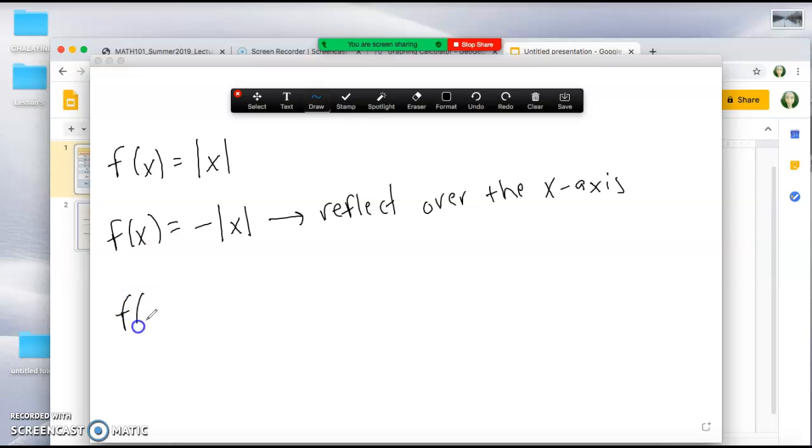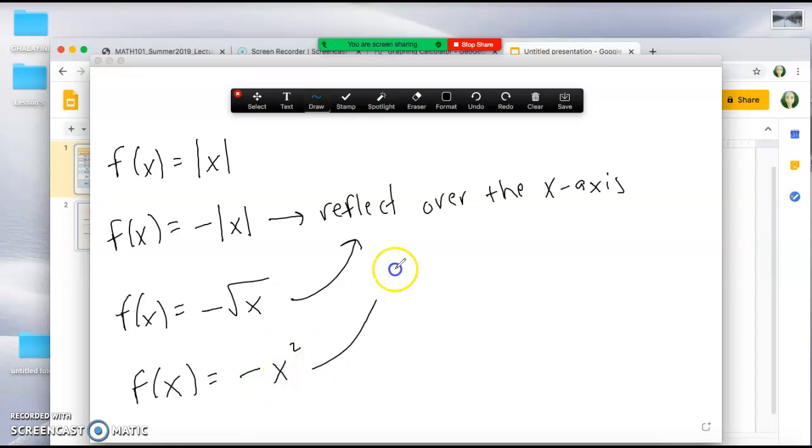Even if it was something like a negative square root of x, same thing, reflect over the x-axis. If it was negative x squared, you're also going to be reflecting it over the x-axis.